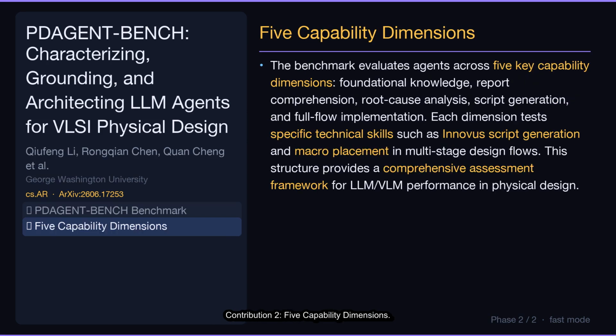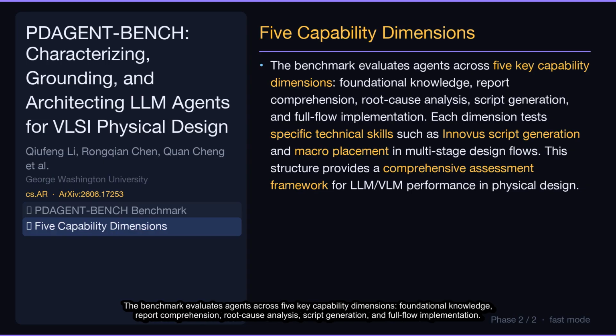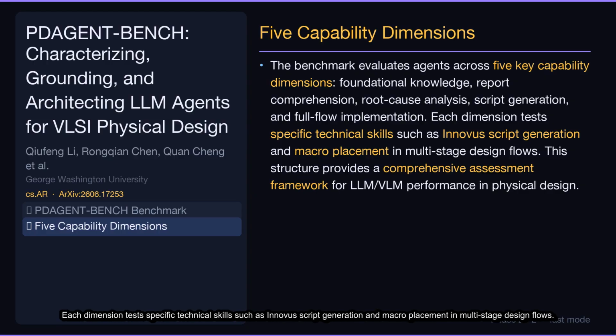Contribution 2. 5 Capability Dimensions. The benchmark evaluates agents across 5 key capability dimensions: foundational knowledge, report comprehension, root cause analysis, script generation, and full flow implementation. Each dimension tests specific technical skills such as Innovus script generation and macro placement in multi-stage design flows. This structure provides a comprehensive assessment framework for LLM/VLM performance in physical design.